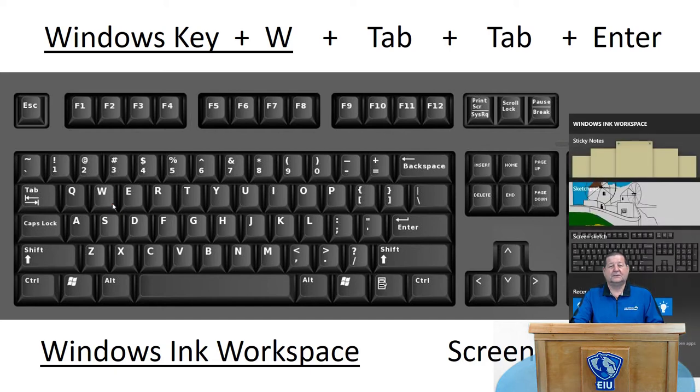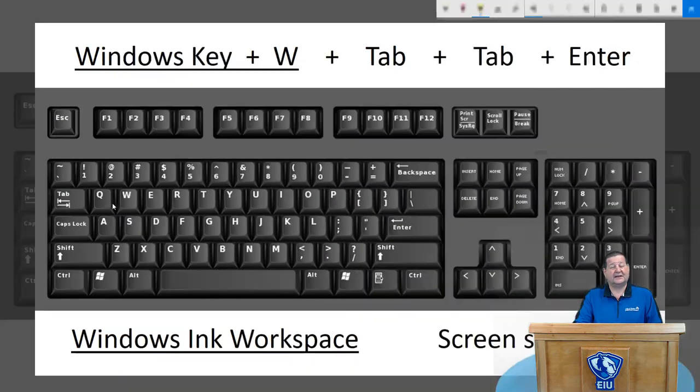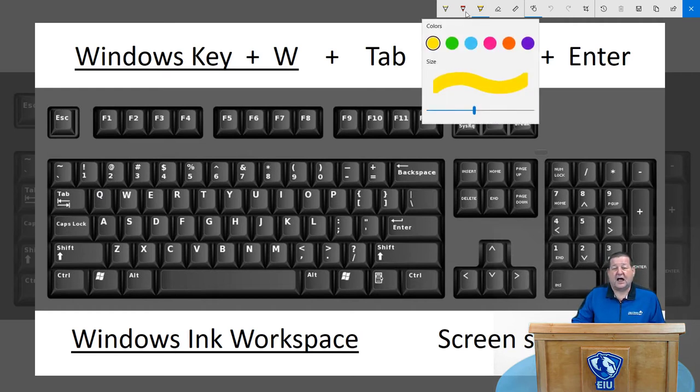Windows W, you can see right behind my head, that brought up Windows Ink workspace. And then the first option is Sticky Notes. Whenever I press tab, that takes me to the second option, which is Sketchpad, and then tab a second time takes me to Screen Sketch, and it took a snapshot of the PowerPoint slide, so you're seeing the keyboard here. And whenever I press enter, that takes me directly into Screen Sketch. I know that I'm in Screen Sketch mode because up here at the very top, you can see, I'll use the highlighter key right here.